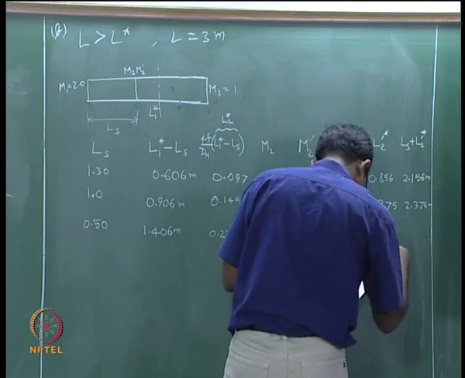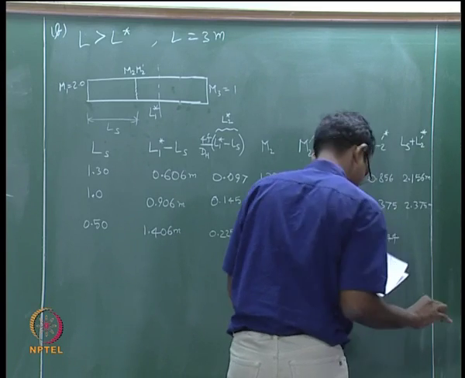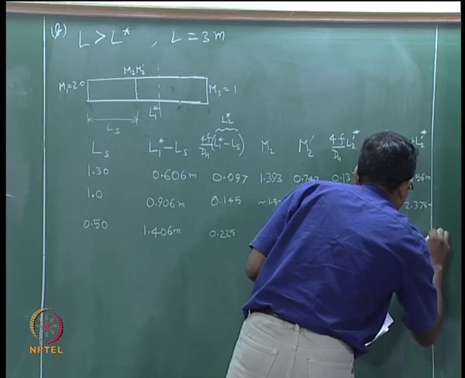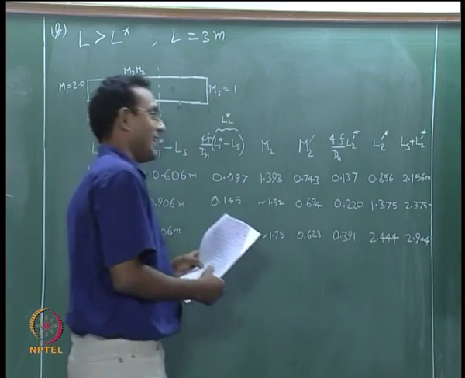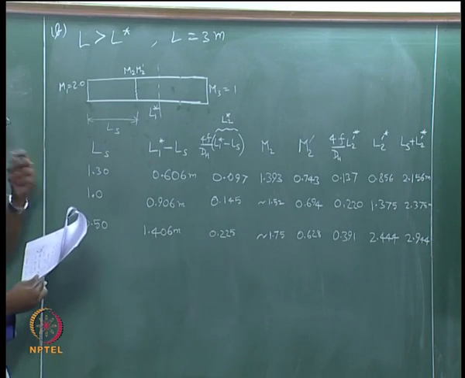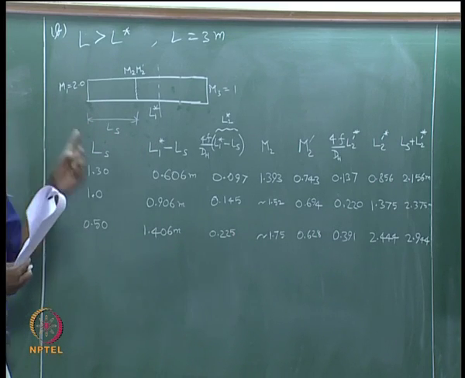From there I can calculate L2 star, 2.444, and that gives me 2.944 meters, getting close to the answer. Okay. So I still have to go further upstream, but I am close to the answer.